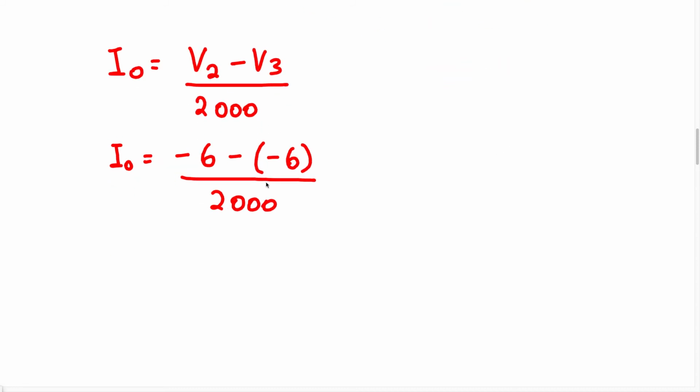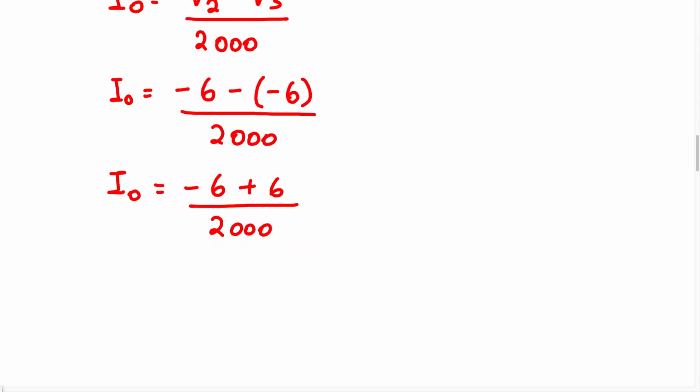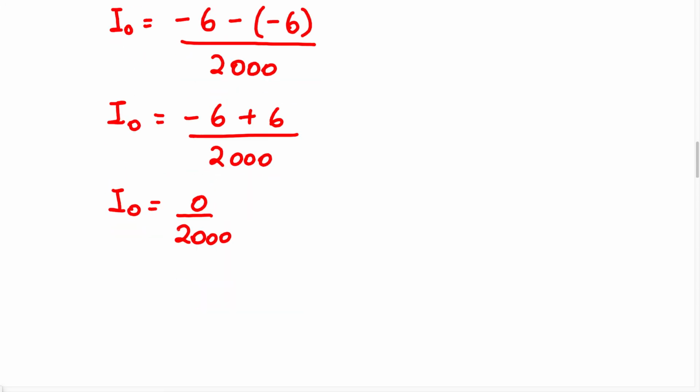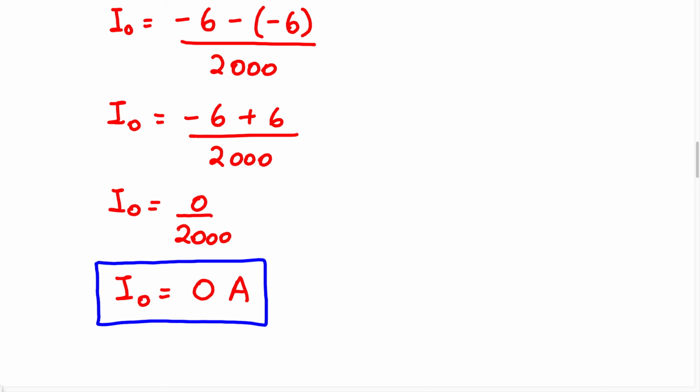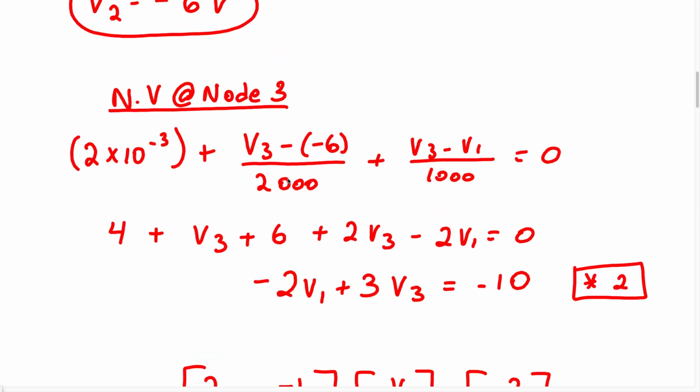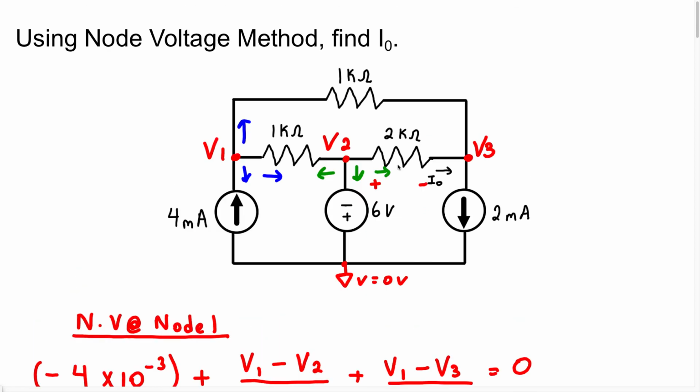So when we solve for this now, IO equals negative 6 plus 6 divided by 2000, which means IO equals 0 over 2000. Therefore, we know the current IO is going to be 0 amps. So this is going to be our answer for this particular problem. IO equals 0 amps. So there is no current flowing through this resistor.